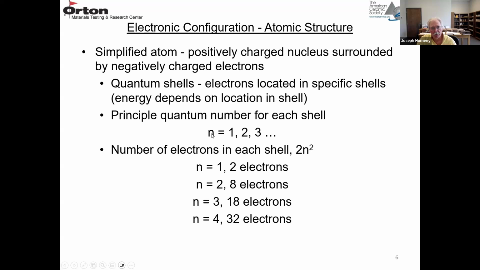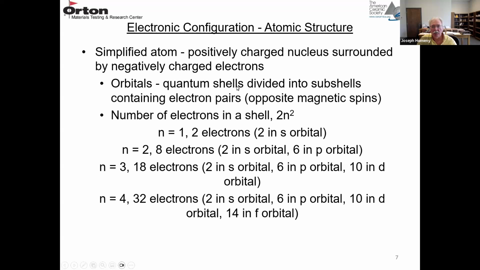So for the first level, n equals 1. N squared would be 1 squared. 1 times 2 is just 2 electrons. For the second level, n equals 2. N squared is 4 times 2 is 8 electrons. For the third level, n equals 3. N squared is 9 times 2 is 18 electrons. And then for n equals 4, 4 squared is 16 times 2 is 32 electrons. So these are the principal quantum numbers, n, 1, 2, 3, and 4, and they contain 2, 8, 18, and 32 electrons.